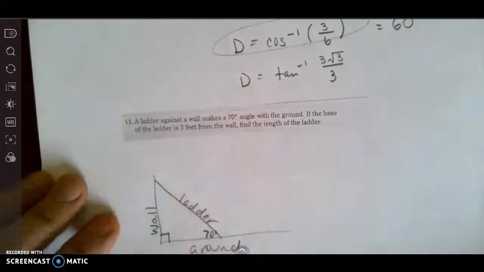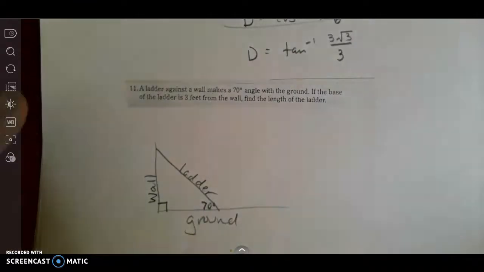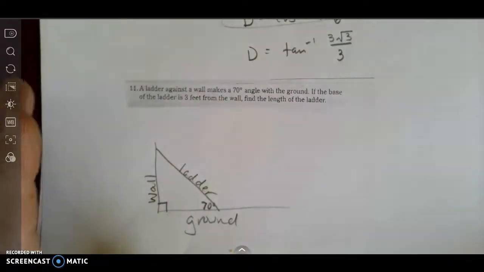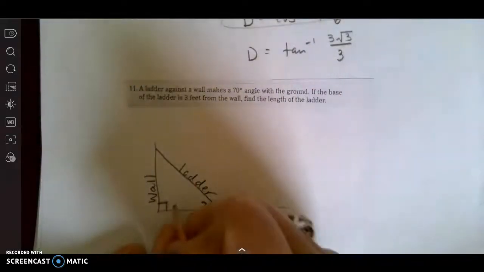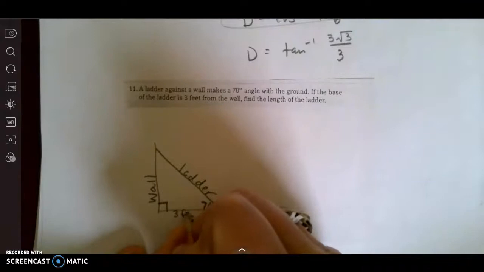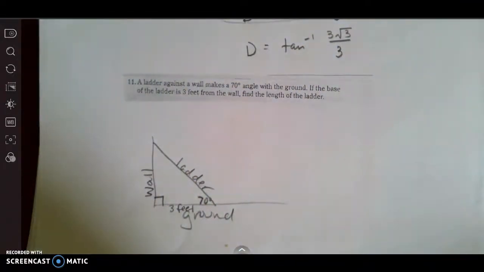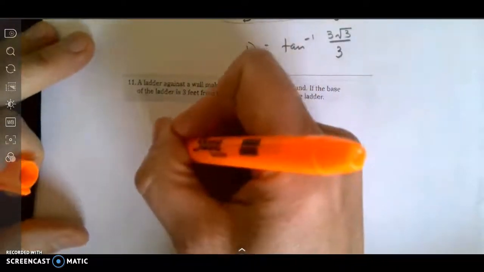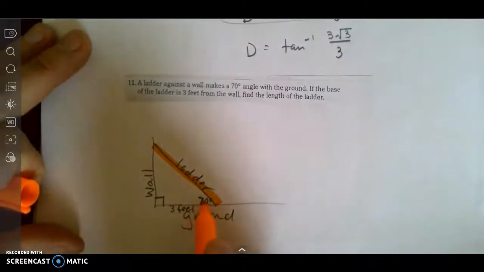This has to be 90 degrees. I mean, hopefully the wall is a wall that's 90 degrees with the ground. It should be. If the base of the ladder is 3 feet from the wall, so my 3 feet goes right here. That's where my 3 feet is. Find the length of the ladder. All right. So let's see. I want to know the length of the ladder. I want to know this, and I know the angle and the 3 feet.